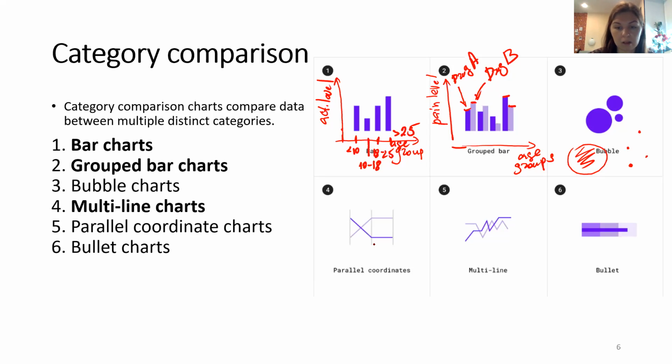Okay, parallel coordinates. It's also one of the most popular plots in comparison between groups, but it's not popular in medical statistics, so I will not talk about it anymore. Multi-lines. When you have several trends in data, you may plot several lines in one chart and compare the results. And a bullet chart.